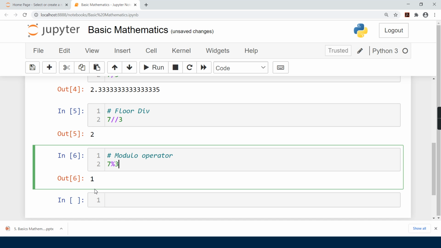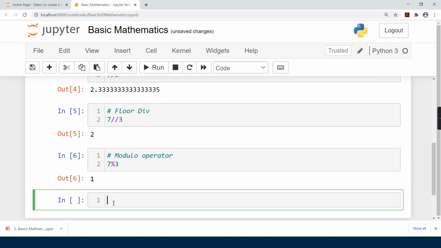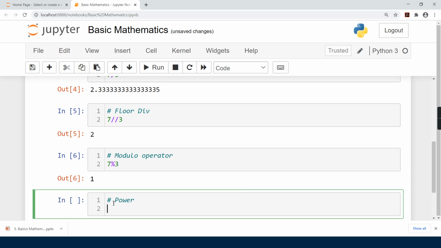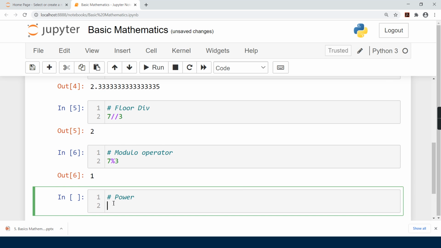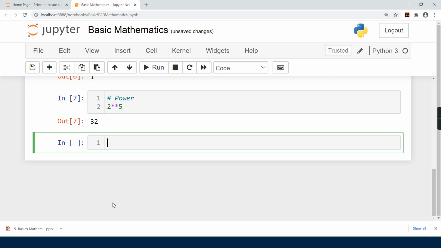Now, apart from these, we have the power operations. Let's say you want to raise a particular number with respect to another number. I'll just mention it as power. Let's say I want to raise 2 to the power of 5. For using the power function, we can simply use double asterisks. So 2 double asterisks 5. If I do that, that means I'm telling Python to raise 2 to the power 5.